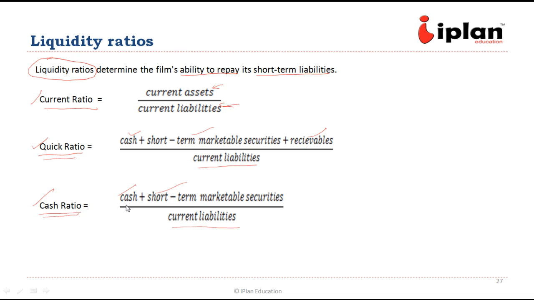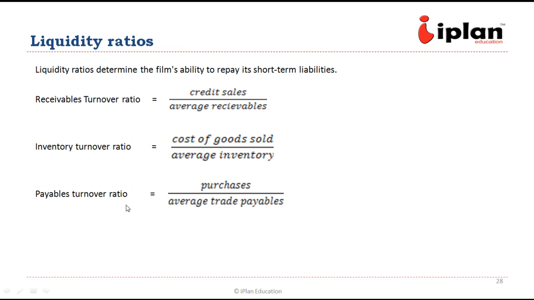Let us look at some other ratios. These ratios focus on three most important factors in liquidity: receivables, inventory, and payables. So firstly, the receivable turnover ratio is credit sales divided by average receivables.